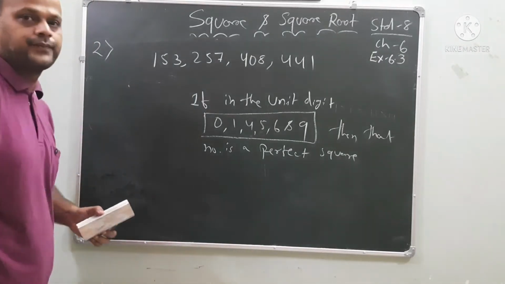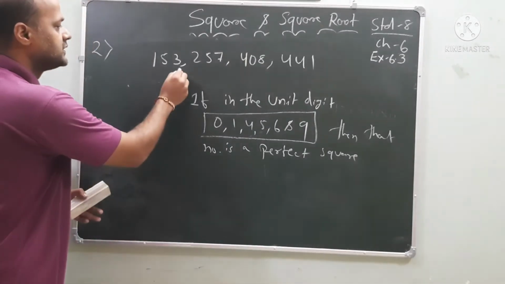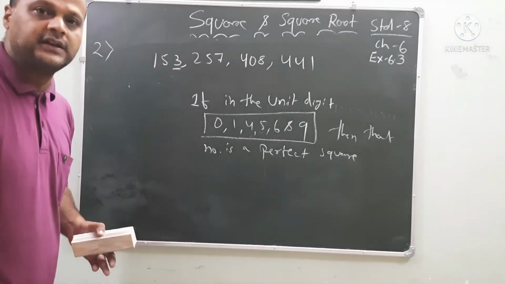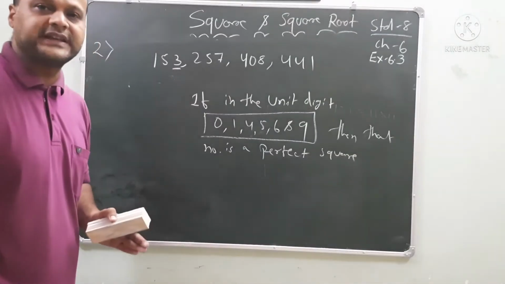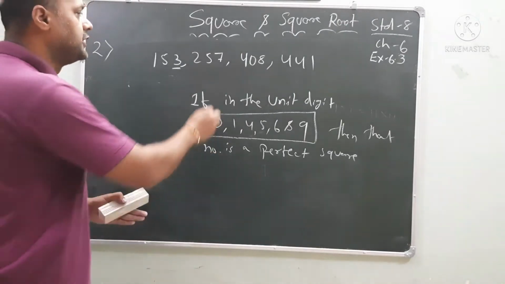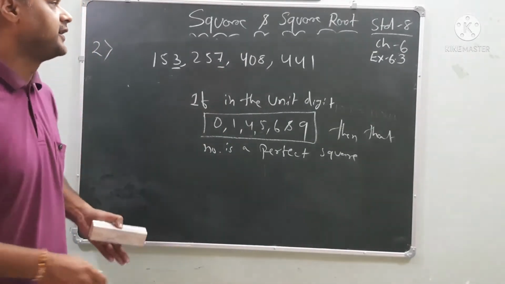First one, yes, it is not a perfect square. Why not? Because in the unit digit 3 is there. That's why it is not a perfect square. Next, 257, very good. In the unit place 7 is there. That's why it is not a perfect square.